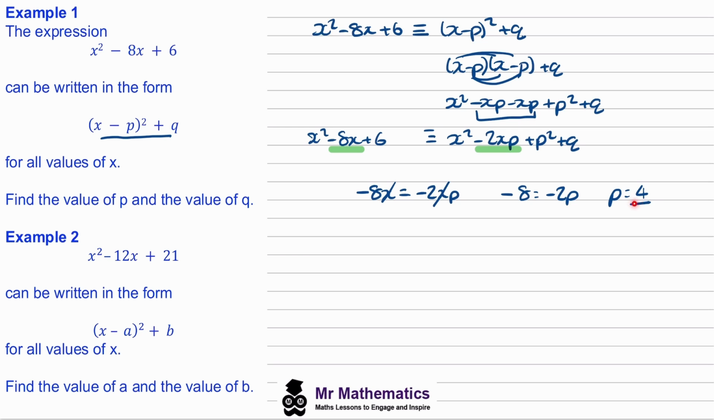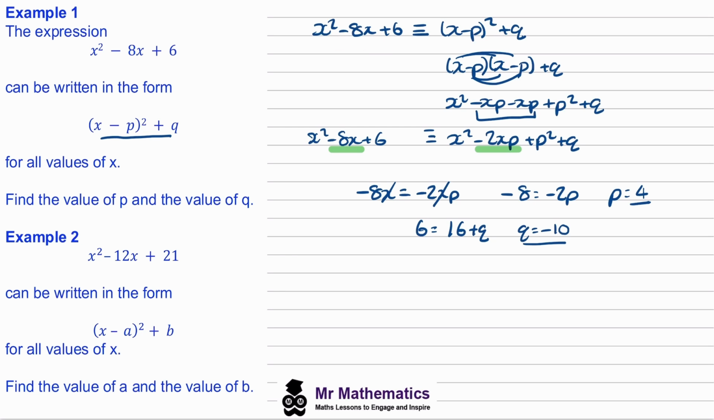So if p equals 4, then p squared plus q will equal the constant term on the left-hand side. This will be the 6. So 6 will equal p squared plus q. So q must equal negative 10. So this method is when you make the right-hand side look like the left-hand side.